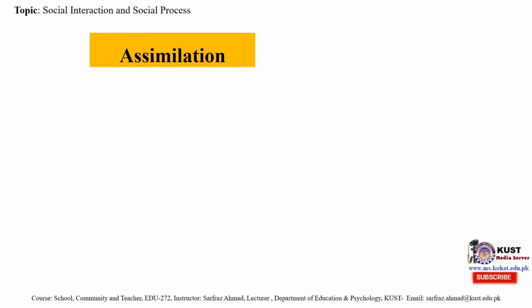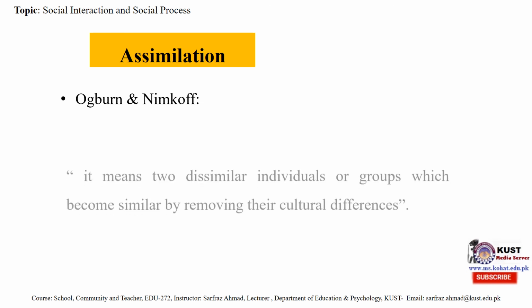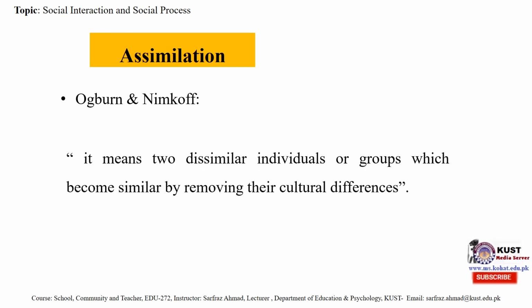Assimilation. What is meant by assimilation? Ogburn and Nimkoff define it as two dissimilar individuals or groups which become similar by removing their cultural differences. In other words, we can say it is the act or process of assimilating or of absorbing information and experiences, as in the need for quick assimilation of the facts, the process of adopting or adjusting to the culture of a group or nation, or the state of being so adopted. For example, assimilation of immigrants into American life.